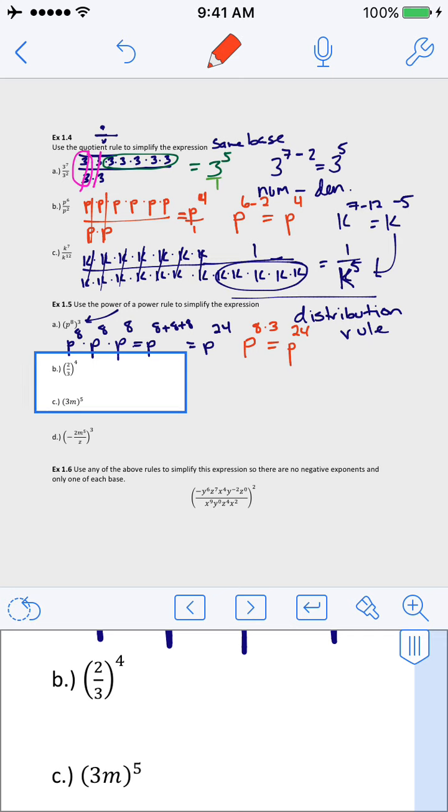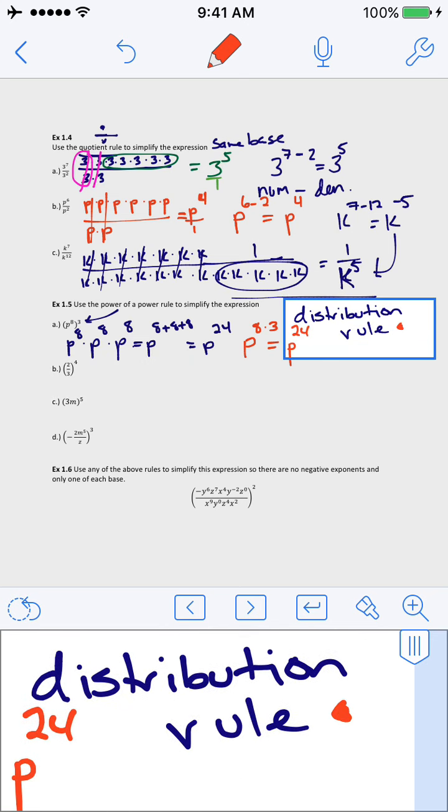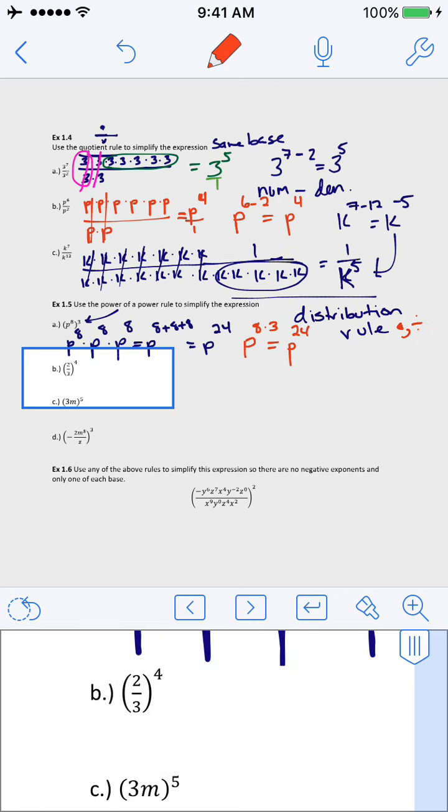And it's exactly as you think it would work, right? Distribution. What do you think? If I've got 2/3, all of that to the 4th, then I can distribute that exponent. It works for multiplication and division. So multiplication, comma, division. It works for both of those. You cannot distribute to addition or subtraction because that violates PEMDAS. But anything multiplication or division, you can distribute that rule or that exponent.